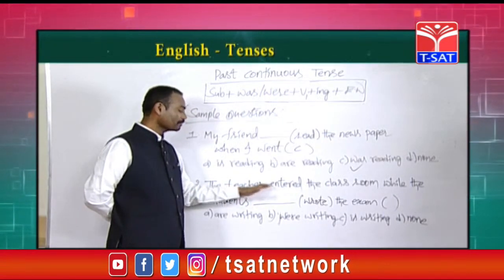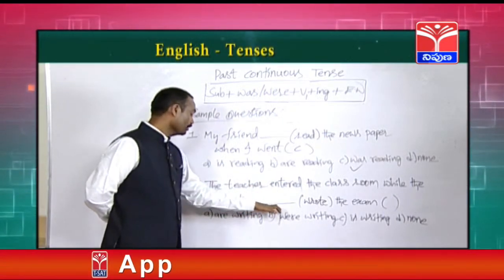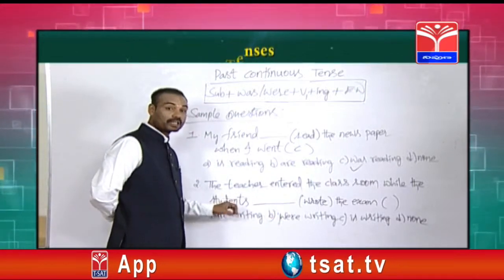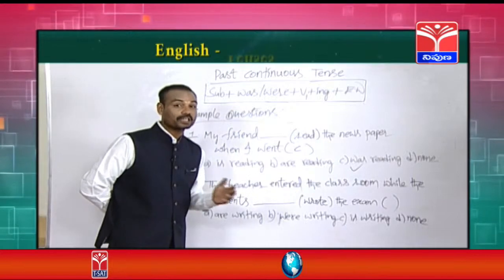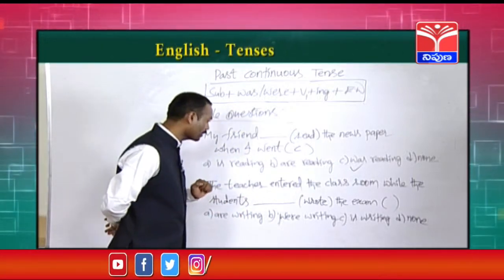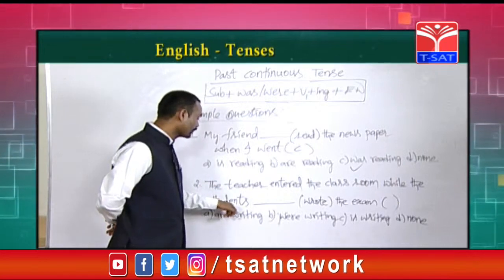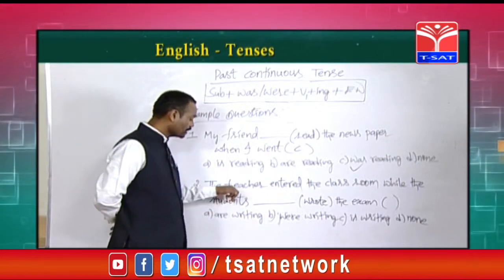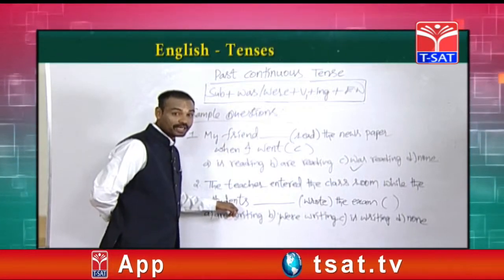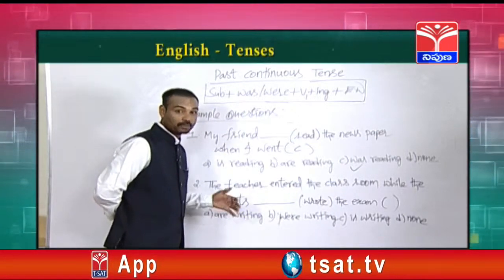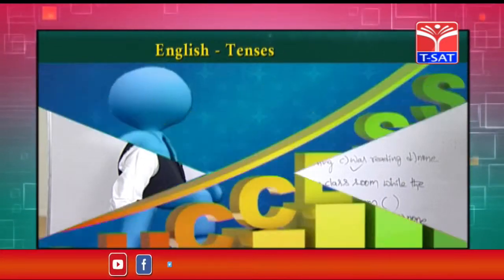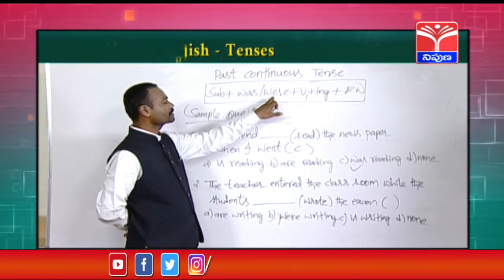But here they did not give any dash, so we should not bother about this subject. Before the dash, what subject is given? We should bother about that subject only. Sometimes we get confused. Where is the dash here? See, after students, the dash is there. We should not think about this subject, but we should think about this subject. Students. Is it a singular subject or plural? Student is singular, students are plural.